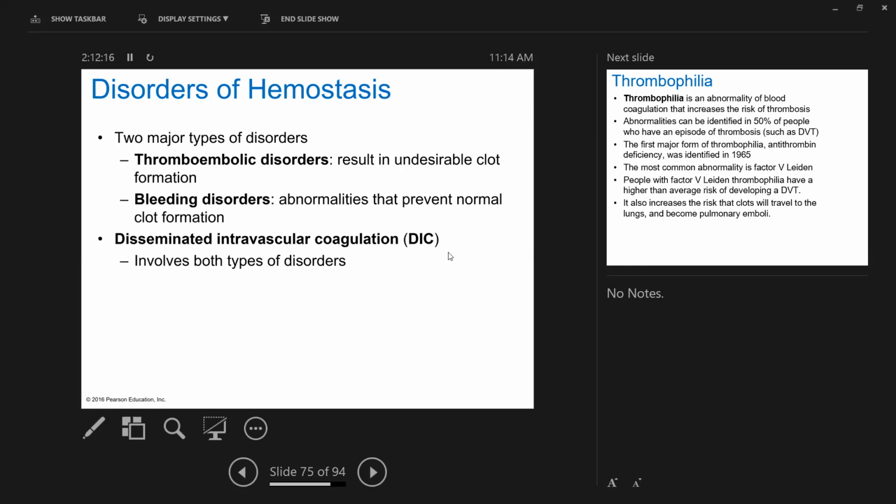Problems with hemostasis, meaning problems with normal blood cell formation and activity of movement of blood. We have what are known as thromboembolic disorders. Thromboembolic, I'm saying that right? Embolic, whatever. The first one, we form clots when we don't need to, because it can happen. Clots can form in undesirable locations. A good example is a deep vein thrombosis.